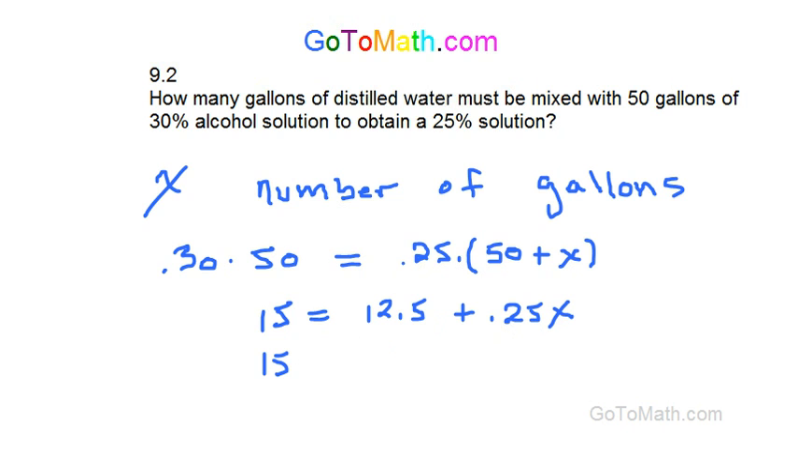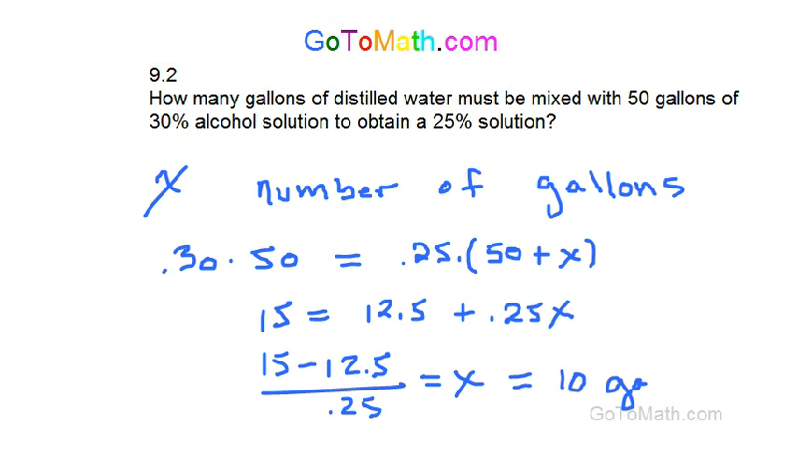So we got 15 minus the 12.5, and that's going to be over 0.25. Alright, so we got 15 minus the 12.5 divided by 0.25, and it looks like we're just going to be adding 10 gallons to the mixture. Alright, so anyway, it's all about setting this thing up, and I know that sometimes this stuff is kind of hard to read.